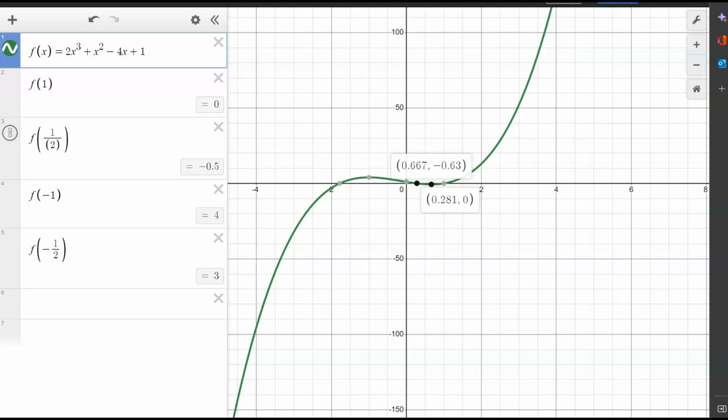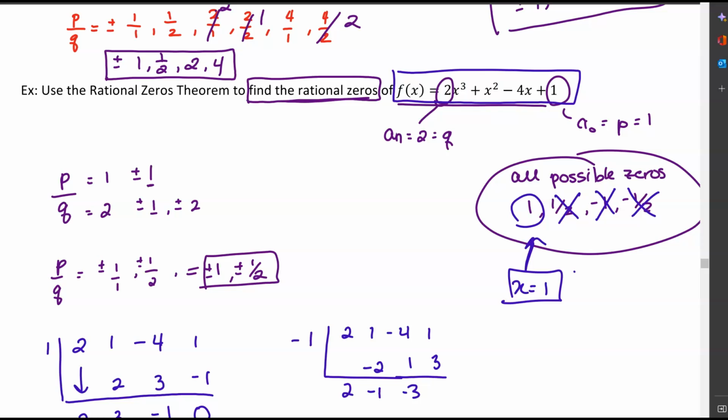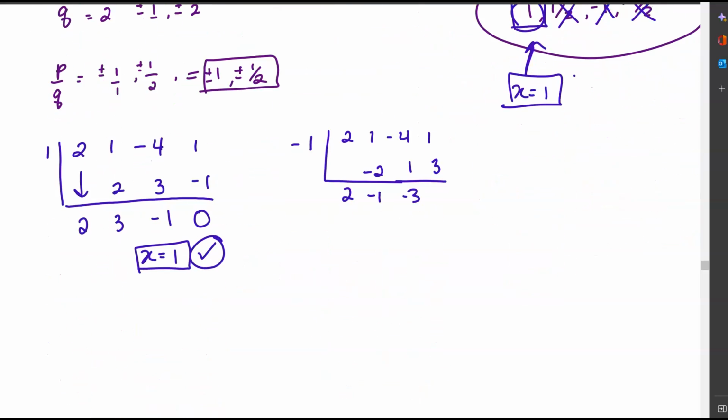If we look at f of 1/2, which is another value that we tested, we end up with negative 0.5. F of negative 1, we end up with 4. And then if we look at f of negative 1/2, we end up with 3. So just in looking at this, we can see that the only value that actually equated to a 0 was f of 1. We could have plugged it back into the function to check it, we could have checked it with synthetic division, or we could have graphed it. But we see that the only possible 0 was that 1.